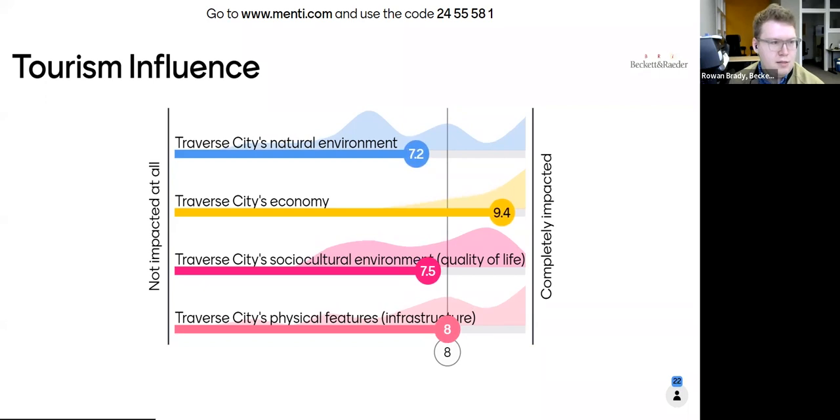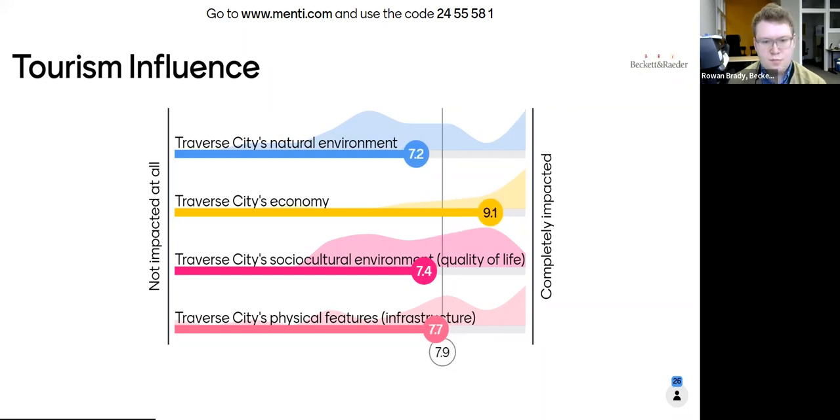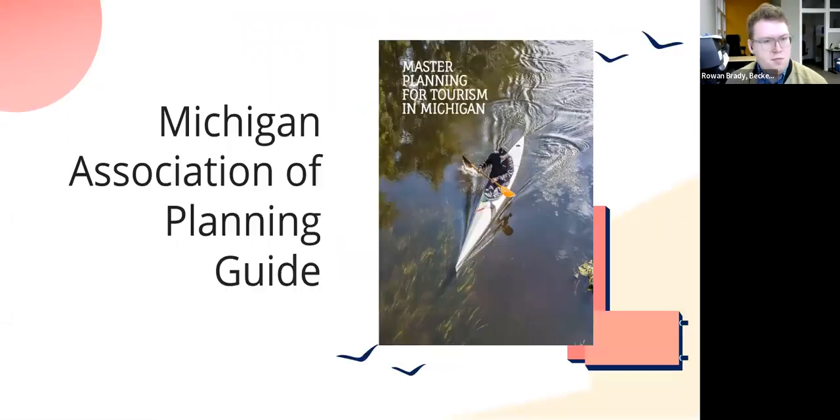So it's like economy is pretty high at a 9.4, with all the factors averaging about an 8. If you want to switch back to the presentation?